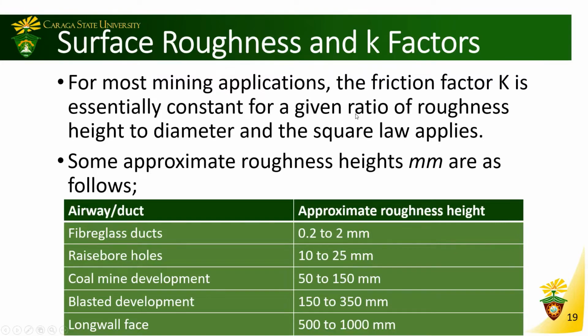For most mining applications, the friction factor K is essentially constant for a given ratio of roughness height to diameter, and the square law applies. Some approximate roughness heights in millimeters are as follows. We have the types of airways or ducts in the first column, and the approximate roughness height in the second column. Just take note of this range of values for each type of airway or duct.